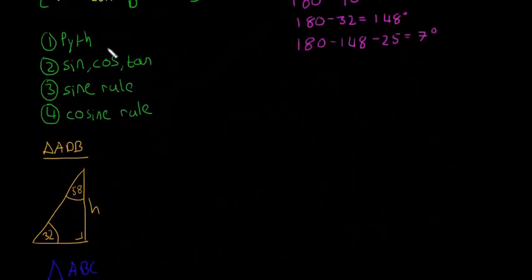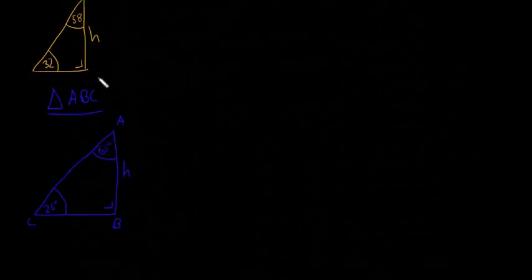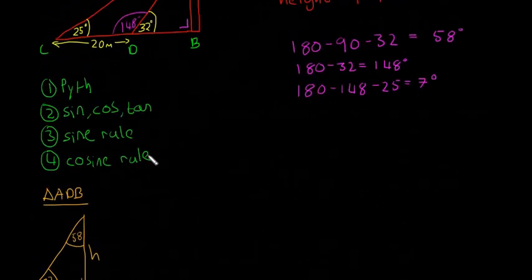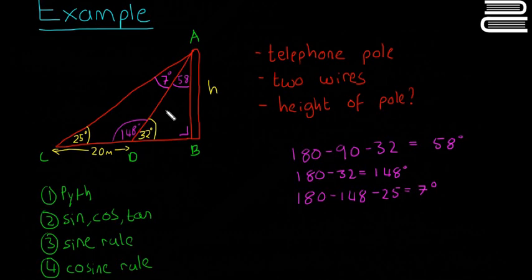There we go. Okay. And again, if we go through our checklist, Pythagoras, sine, cos, tan, the sine rule and the cosine rule, we run into the same problem as this one here. So we won't be able to solve anything immediately with this either. So now I'm going to go to the last triangle. We'll go light blue, which is going to be ACD.